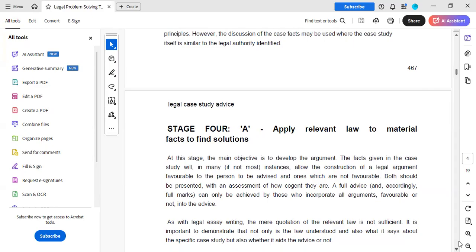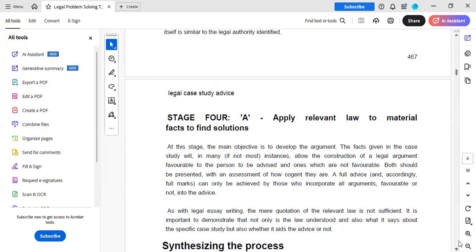So in that particular case, you can say Gary actually received the offer on December 1st. He then went to the post office to post it on the 2nd of December. So you are already marrying the law to the facts, and you can only do that with arguments and possibly counter-arguments. That is what they call applying relevant law to material facts to find solutions.